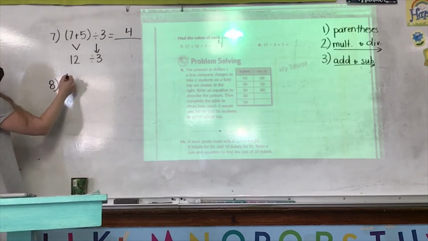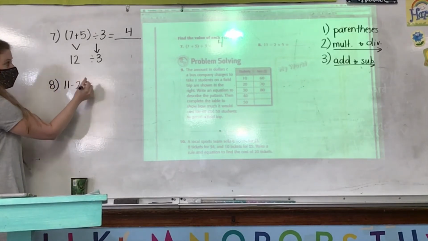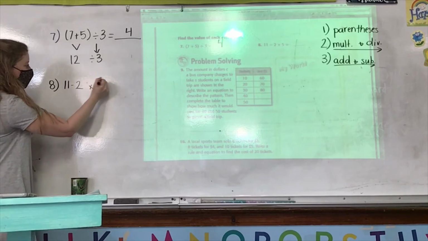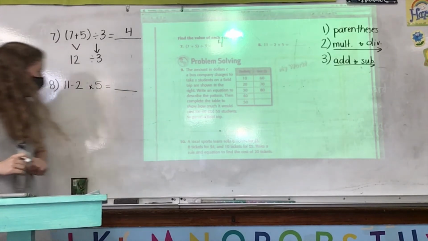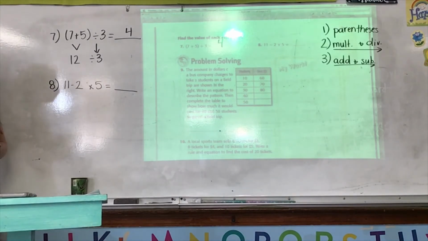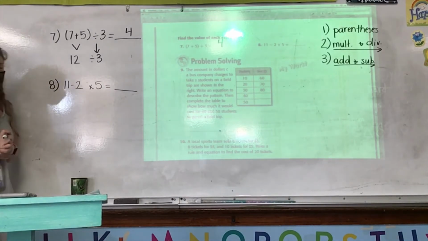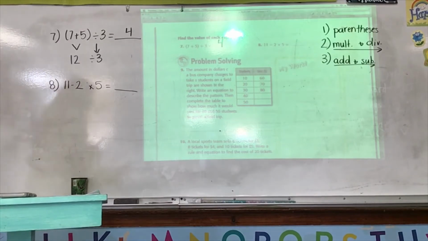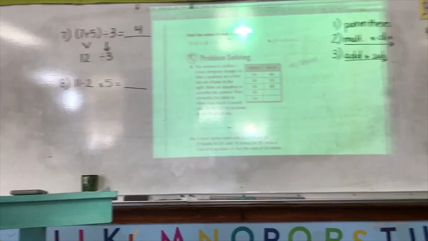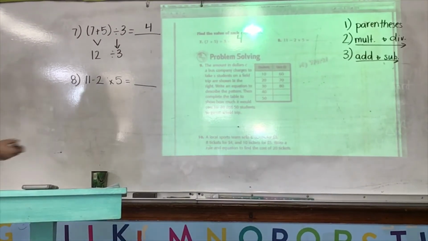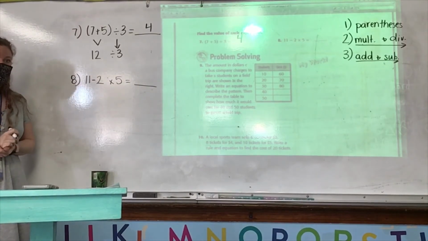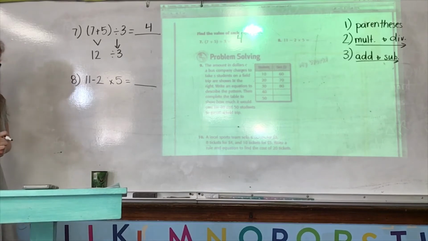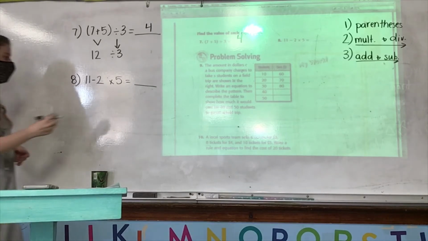Number 8. We have 11 minus 2 times 5 equals something. Michaela, what's step 1? Parentheses. Do we have any parentheses? No. Does that mean this problem is broken and we can't solve it? No. We just move on to step 2. Do we have multiplication or division to do? Yes. What do we have? 2 times 5.